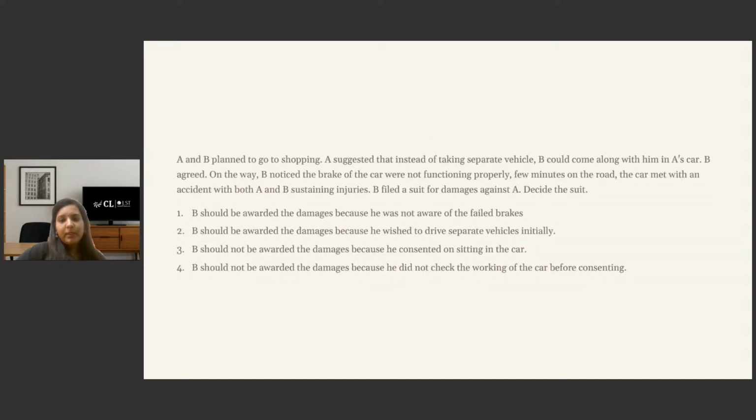Not the other person. A and B planned to go shopping. Instead of taking separate vehicles, A suggested that B could come along with him in A's car. B agreed. On the way, B noticed that the brakes of the car were not functioning properly. A few minutes on the road, the car met with an accident, with A and B sustaining injuries. B filed a suit for damages against A. Decide the suit. The answer here is that B should be awarded the damages because he was not aware of the failed brakes, right?